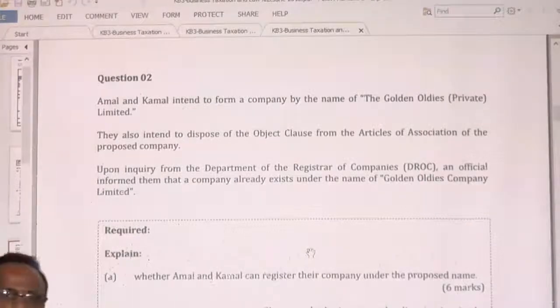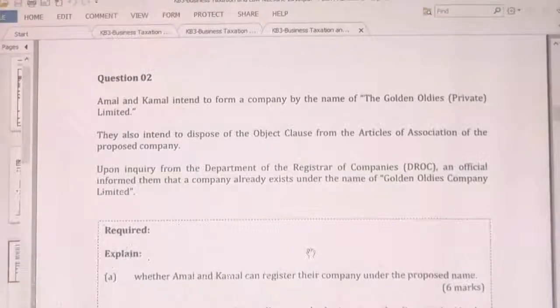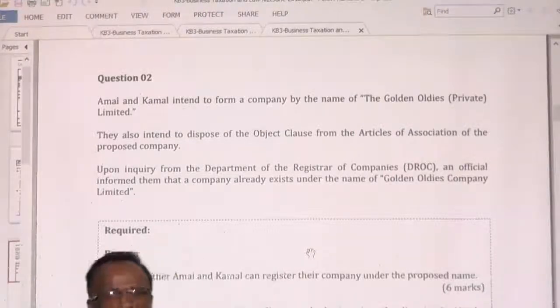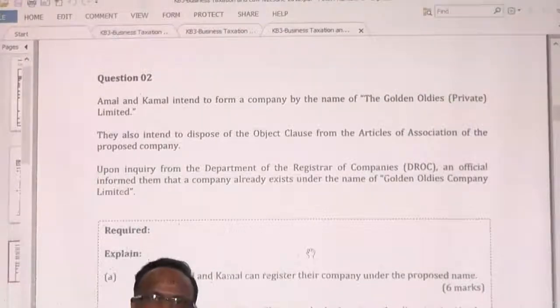Now, recalling what we learned yesterday, let us try to explain as required these two areas. Firstly, it requires you to explain whether Amal and Kamal can register the company under the proposed name. Now, we know that when there is an existing company in the same name, then there is no way that we could form another company in the same name. I also mentioned that it's not only the same name, but also if the particular name that you intend to incorporate a new company has somewhat similar meaning or similar style, then such a company will not be registered by the Register of Companies.